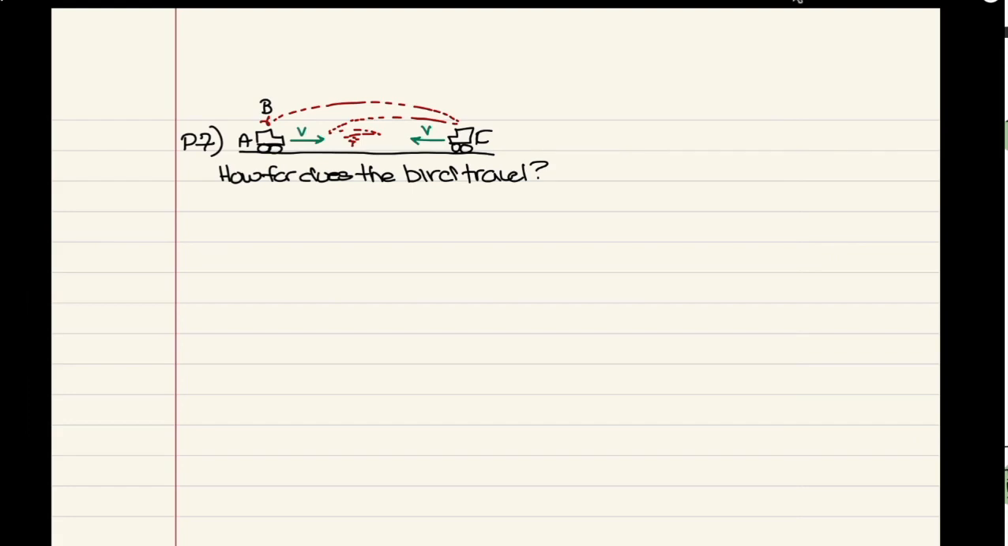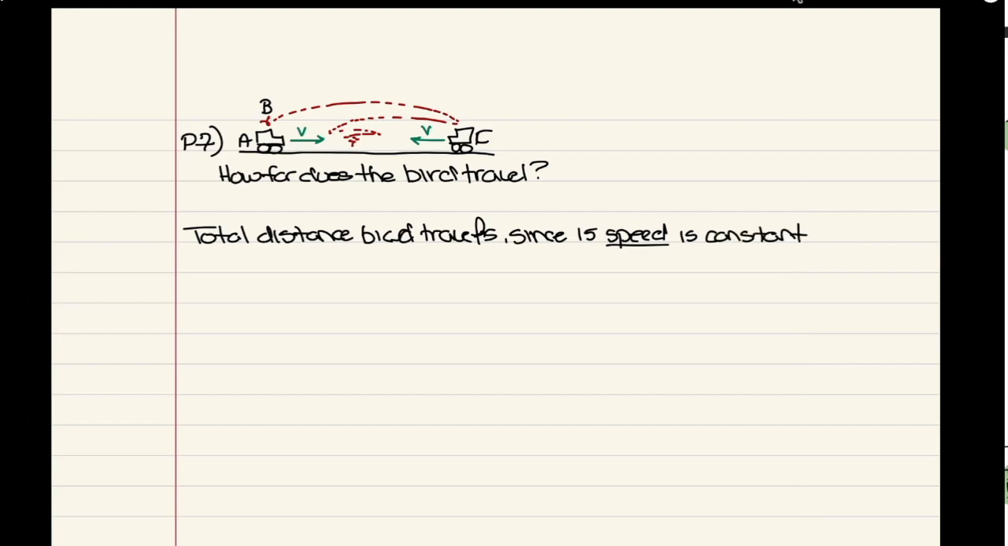But the insight here is that A, B, and C are always moving at the same speeds. So if I want to calculate the total distance the bird travels, since its speed, not its velocity, is constant, there I would say the speed of the bird is always 60 kilometers per hour according to the problem. Now I'm saying speed here because sometimes the bird is flying towards the right, sometimes it's flying towards the left. So its velocity will be either positive 60 kilometers per hour or negative 60 kilometers per hour. But speed is always the same.